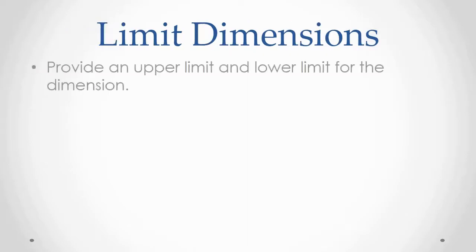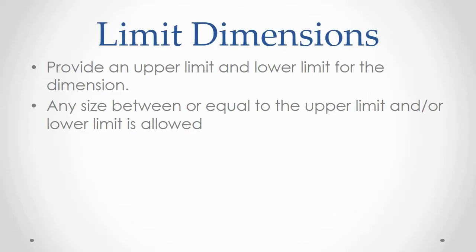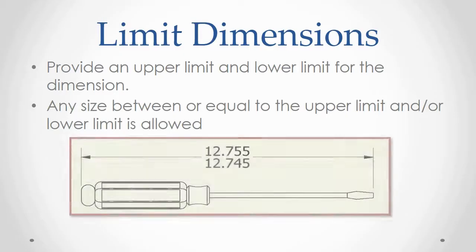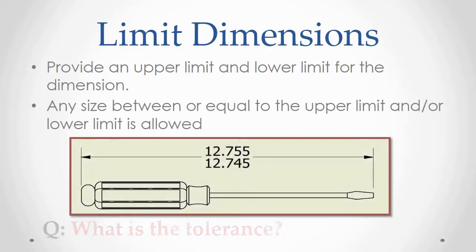The first type of tolerance we're going to learn about is called limit dimensions. This provides an upper and lower limit for the dimension, and any size between or equal to the upper and lower limits is allowed. Now that you know how to calculate a tolerance, what is the tolerance of this dimension? If you said 0.01 inches, you're right. 12.755 inches minus 12.745 inches equals a tolerance of 0.01 inches.